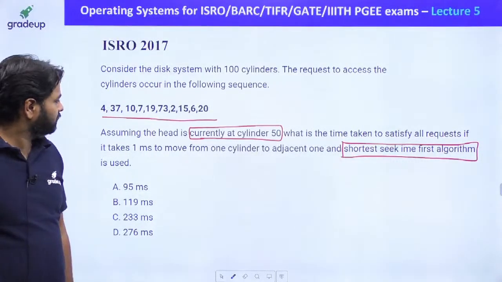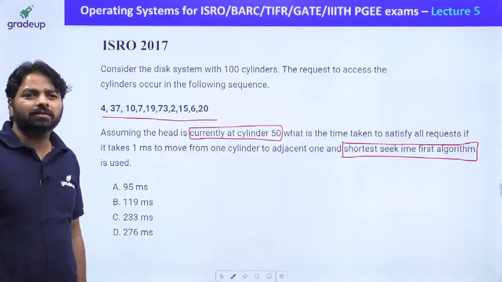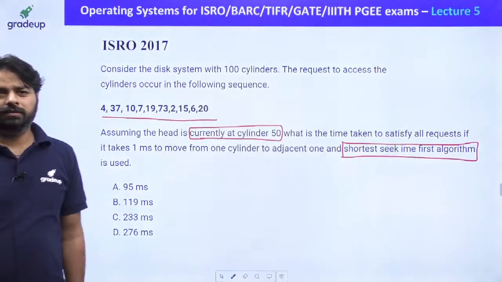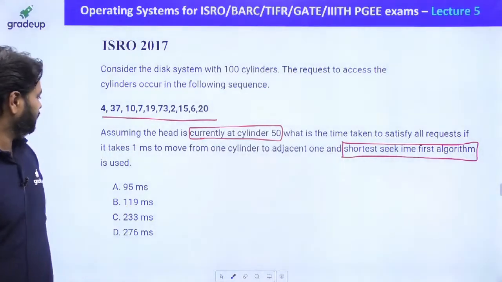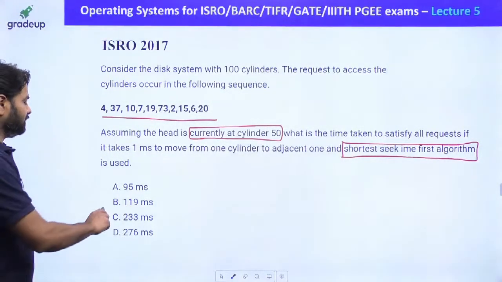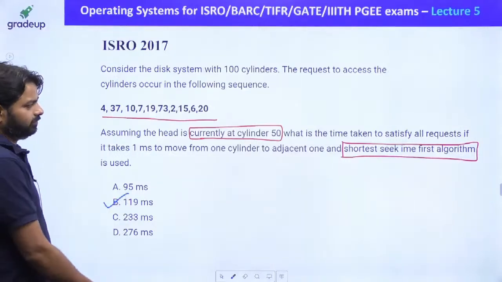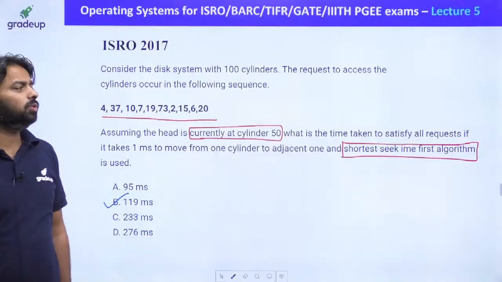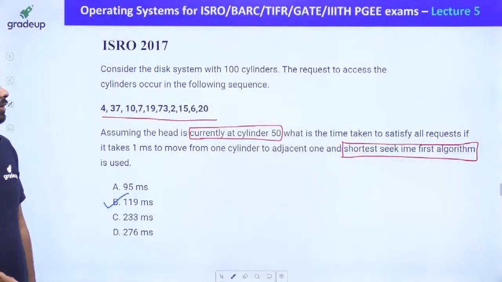119. Yes, anybody else? Is it 119, guys? Those people who are not able to calculate, let's see how quickly you can do it.